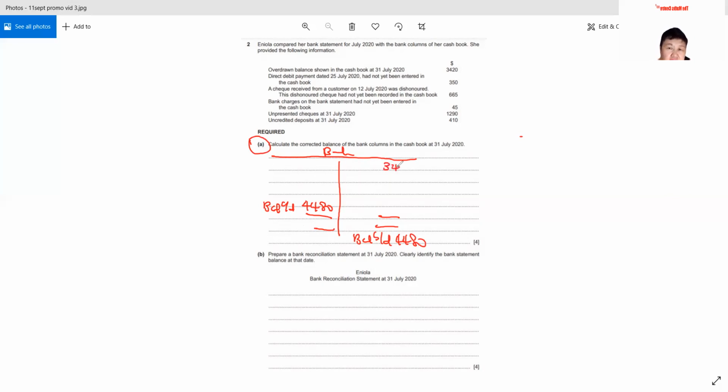It was like 3420, just to recap very quickly, 350, 665, 45. Very fast. This was bank charges. This was the balance brought down. We're dealing with an overdraft situation, a direct debit payment, and then you have to debit back a trade receivable because of a dishonored check. I talk a lot about the details of this in the previous video. Please go and check it out.